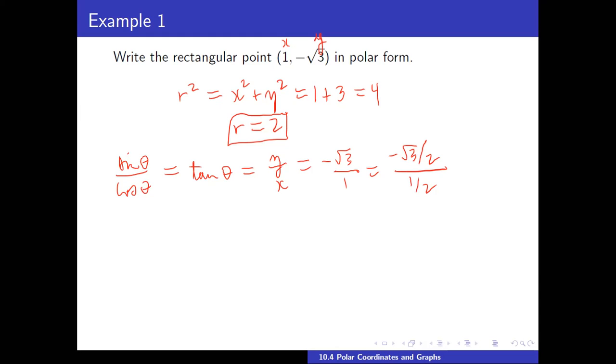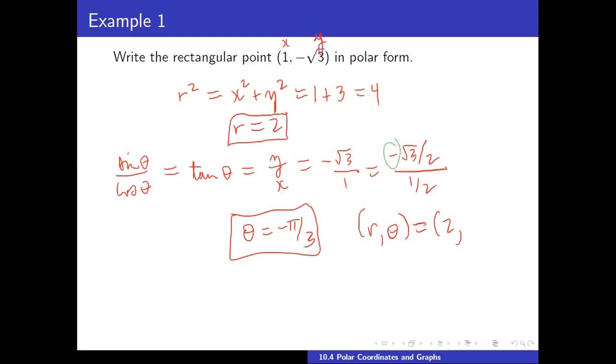But here I want the sine to be negative. Pi over 3, 60 degrees, would have given me a sine value of root 3 over 2 and a cosine value of 1/2. But I want the sine to be negative. Therefore, instead of pi over 3, I should do negative pi over 3, right? So theta is equal to negative pi over 3. So in other words, (r, theta) is just going to be (2, negative pi over 3). It's interesting. Does that make sense?